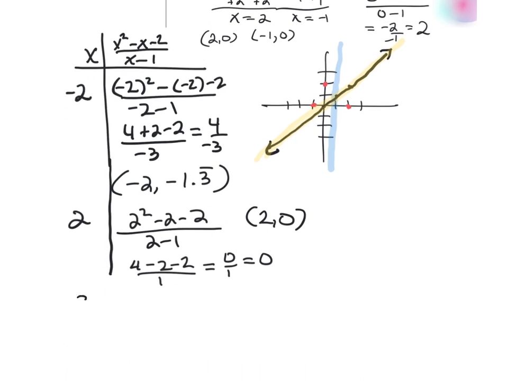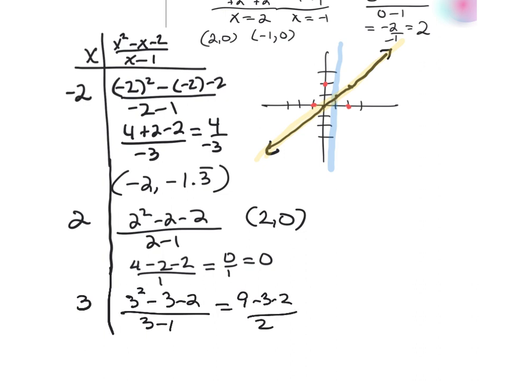Over here, let's plug in 3. 3 squared minus 3 minus 2 over 3 minus 1. 9 minus 3 minus 2 over 2. 6 minus 2 over 2. 4 over 2, which is 2. So that ordered pair is 3 comma 2.